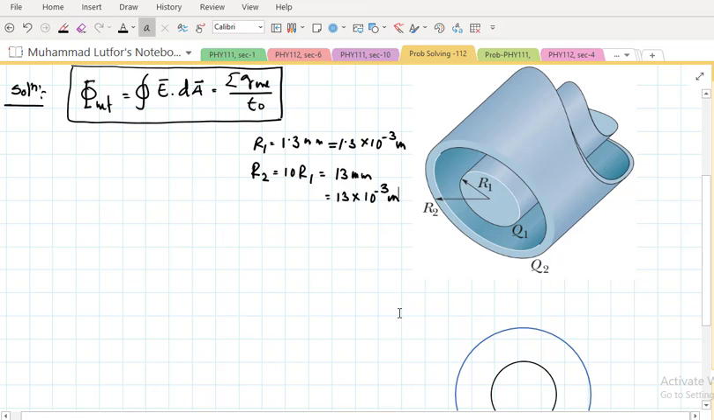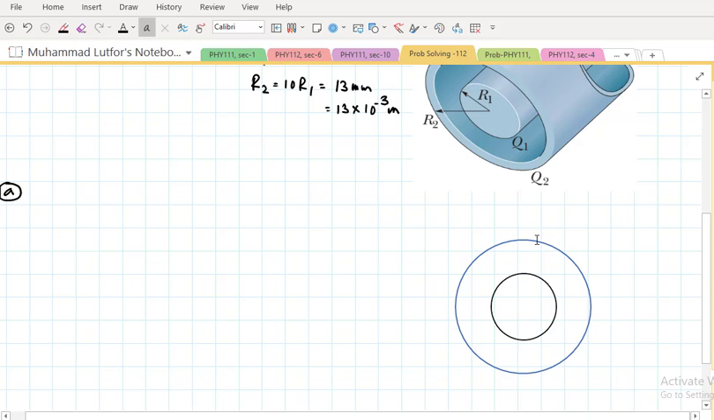Fine. To find the electric field, first I have to choose a Gaussian surface. Say this is the perspective view of this one. This is the rod which has a radius r1, and this will be the charge q1. This is the radius r2, and the total charge over there is q2.